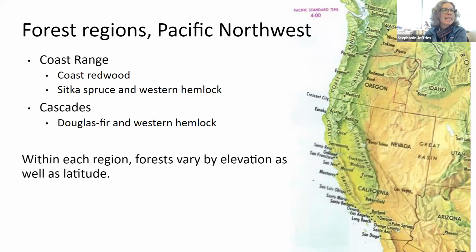And then the Cascades, right, extend from really this area around Redding. This is Lassen Volcanic National Park up into Washington. And those are more Douglas fir, western hemlock forest. So you can see there's an overlap of species, just like there are in the East Coast. But we pick the two most dominant species to describe that forest.